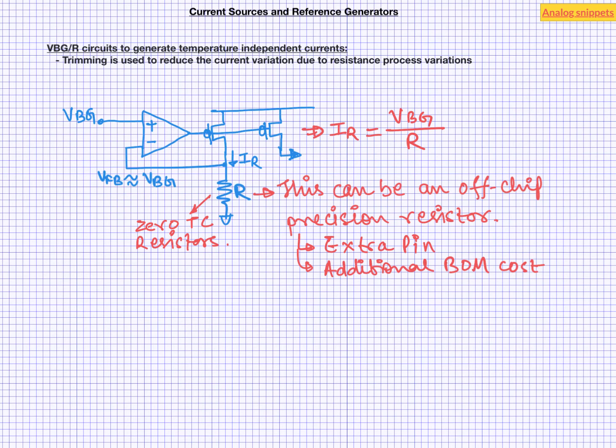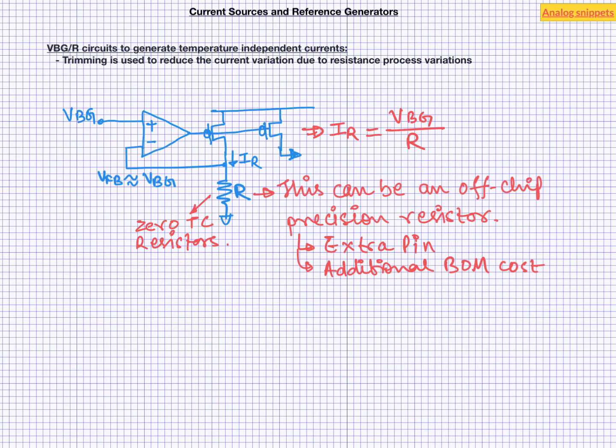These are special devices and require additional masks. Now even these resistors have process variations, so they still need trimming, but the temperature dependence is pretty small. Now so far we have been focusing on reducing the variation in our current. But there can be a situation where we want to deliberately introduce some variation in the currents.